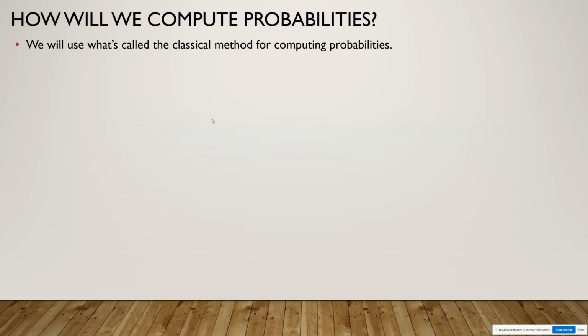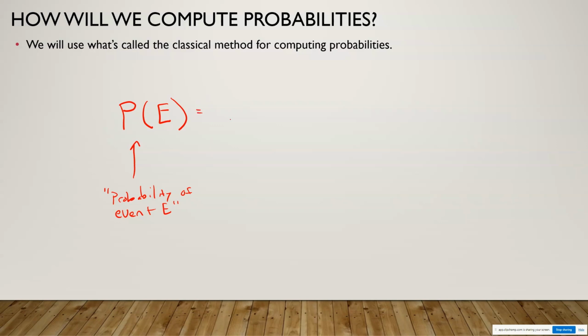To do this, we'll use what's called the classical method for computing probabilities. And that formula just looks like this. We use P to denote the probability, and then in parentheses, I'm going to put the letter E. When you see something like this, it's saying the probability of event E. So what is inside the parentheses is what we're looking for. It doesn't mean P times E. So this is the probability of event E, or the probability that E occurs.